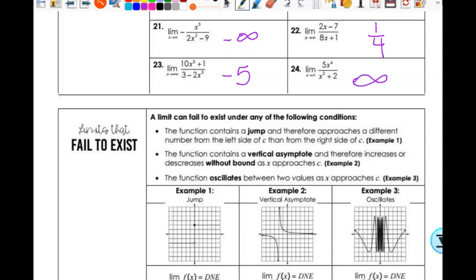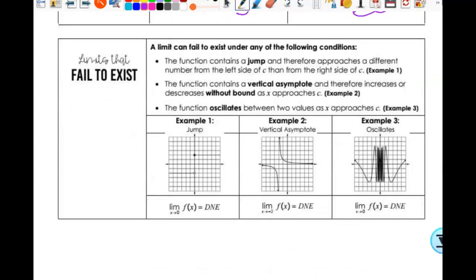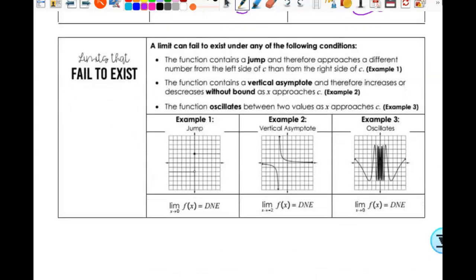All righty. Now, let's talk about when a limit can fail to exist. And again, this is not really 100% of what we're talking about with limits here, but this stuff is going to come up, so I just wanted to talk about it all at once, so it won't feel like I'm just throwing little random things at you.